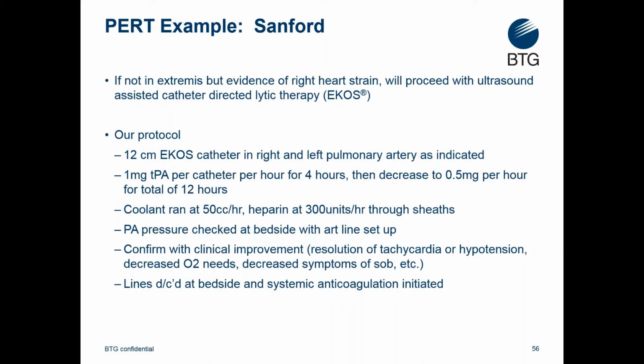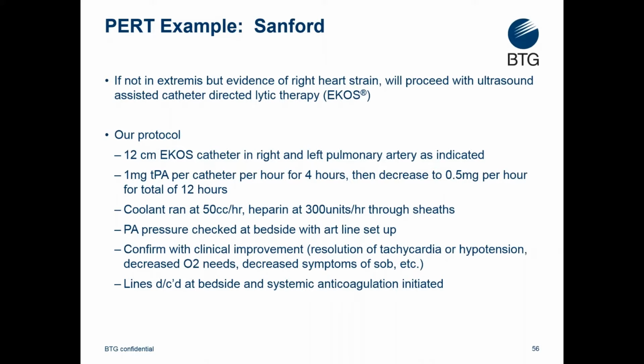And we do 1 milligram of TPA per catheter for 4 hours, and then we drop that down to 0.5 for usually a total of 12 hours. We run the coolant at 50, heparin at 300 units an hour per sheath, just to mainly keep the sheaths patent. That's not a treatment dose. And we will generally put in two 6-French sheaths, one on either side, if there are no contraindications. So PA pressure, we'll check that at the bedside with a transducer setup, and then we confirm with clinical improvement. When we first started doing this, for the first probably year and a half, even 2 years, we would take every patient back at around 12 hours and check a pulmonary angiogram, PA pressures, etc.